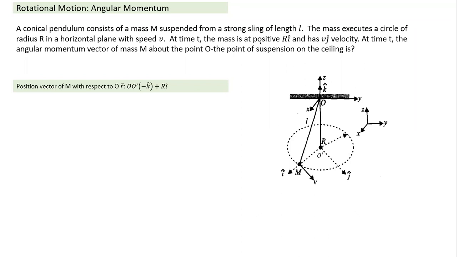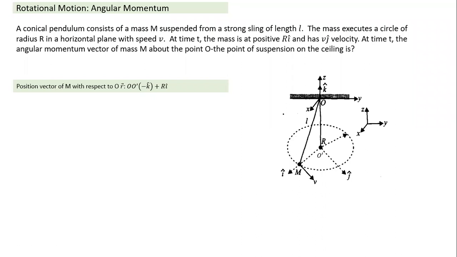At time t, where is the mass? This question is related to this particular instant of motion. At this instant, it is just crossing which axis? It is just crossing the x-axis. So what is its position? The mass is at a positive R i cap, having velocity v j cap. Of course, the velocity will be perpendicular. This velocity is along j cap. Position is R i cap. That's what is given.